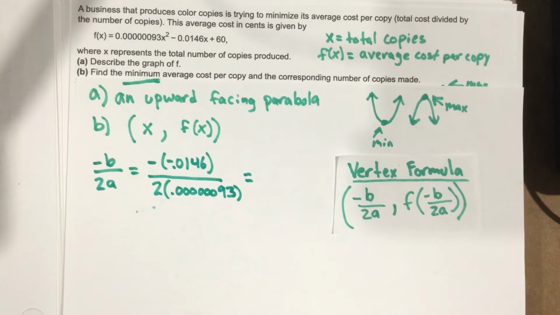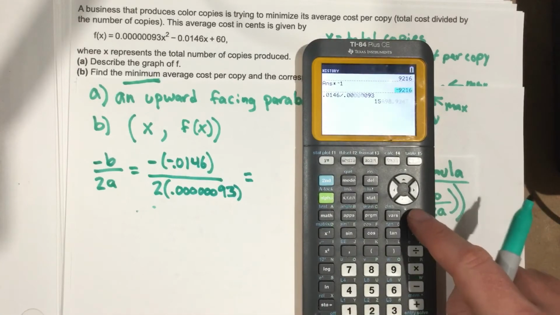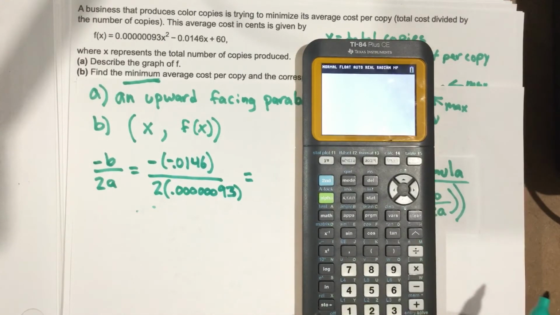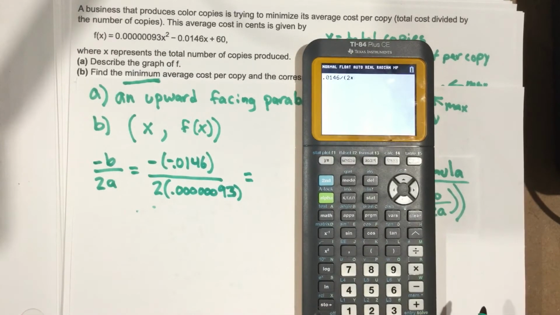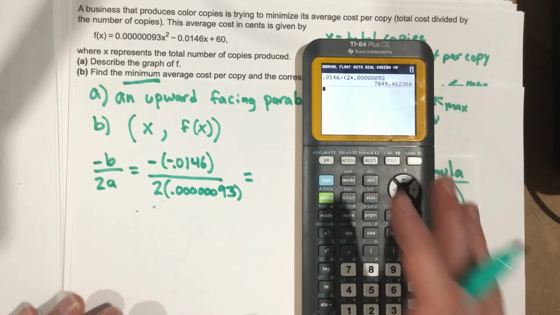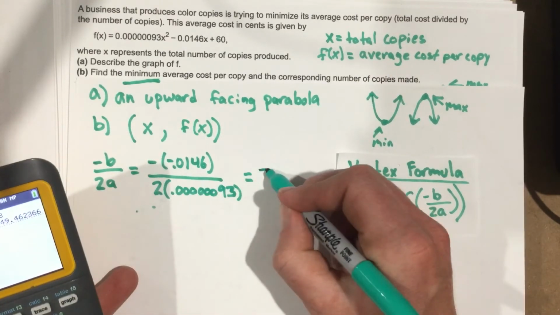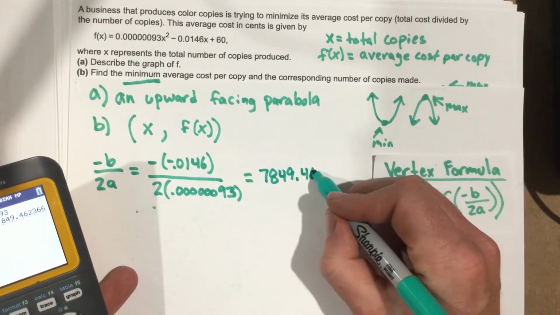So let's plug that in the calculator. I'm going to just throw it up here so you can see it. Oop. All right, cleared it all. So I'm not going to do the negative because it's a positive. 0.0146 divided by 2 times 0.0000093. That gives you 7,849.46, and that is the number of copies.